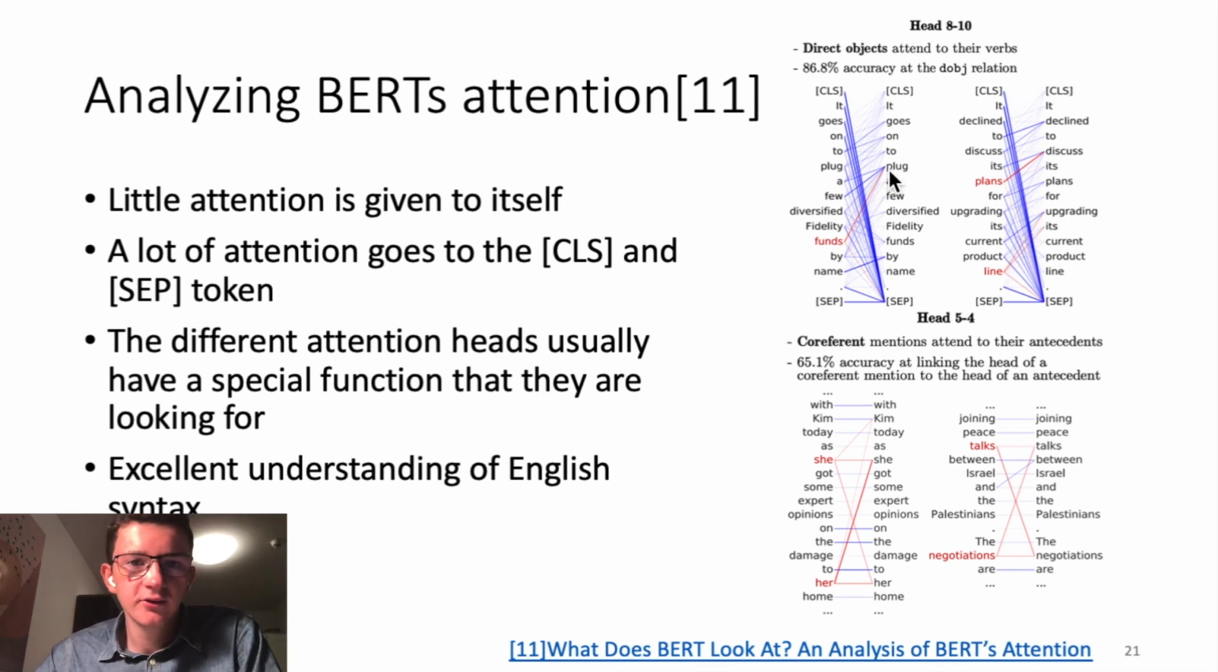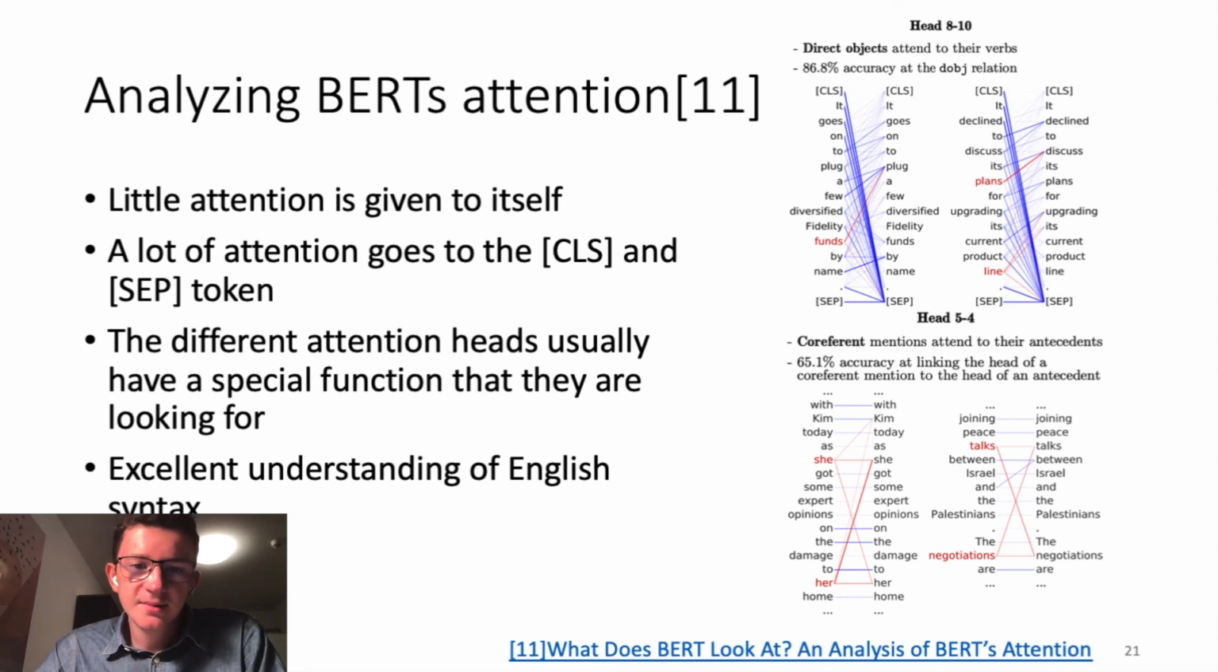Like if you're trying to attend an object to its verb, and our word is neither a verb nor an object, then there's nothing to do. The operation does not apply. So they use the CLS and separator tokens as some sort of neutral element, like nothing to see here, no operation is going on. That's what they're doing, more or less.